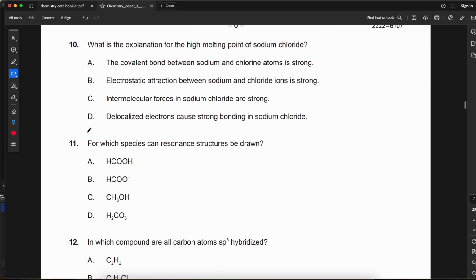What is the explanation for the high melting point of sodium chloride? Its electrostatic attraction between sodium and chloride ions is strong. NaCl is an ionic compound formed by the transfer of electron from sodium atom to chlorine atoms. These ions are held together in a lattice structure by strong electrostatic forces of attraction. Due to high strength, a considerable amount of energy is required to overcome them, resulting in the high melting point.